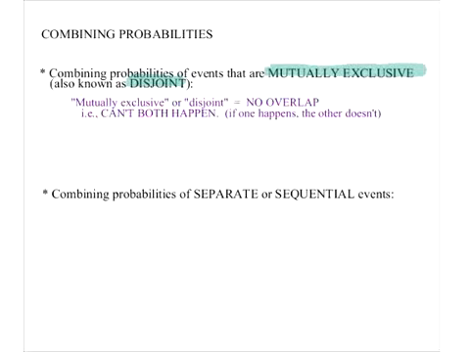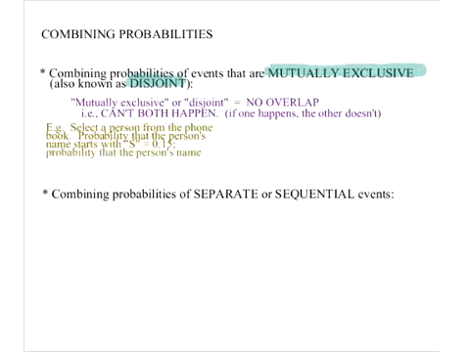Yeah, you just add them together. It doesn't have to be sum of one. Okay, all right, let's say here's two events that are mutually exclusive. Let's say I select a person from the phone book. Let's say the probability that the person's name starts with S is 15%. And let's say the probability that the person's name starts with Q is, let's say something like 1%.